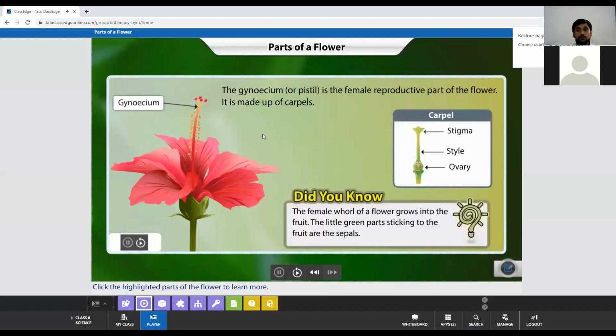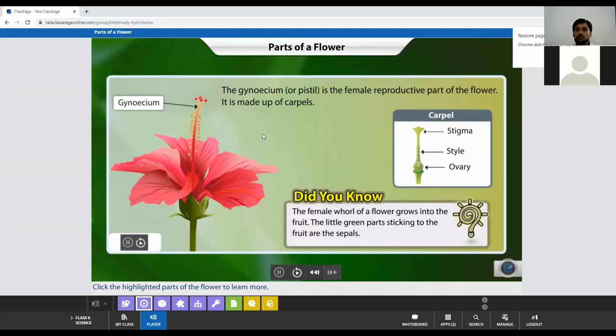Yes, guys. So we have come to the last part of the flower, that is the fourth whorl of a flower, which is called the gynoecium, the female reproductive part of a flower. It is also called pistil, or it is also called carpel. You have to remember the other names, guys. Gynoecium, pistil, or carpel, the female reproductive part of a flower. When you see the structure of a carpel or the gynoecium, it divides into three parts.